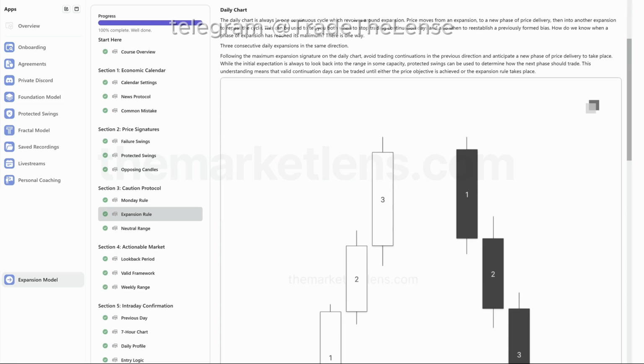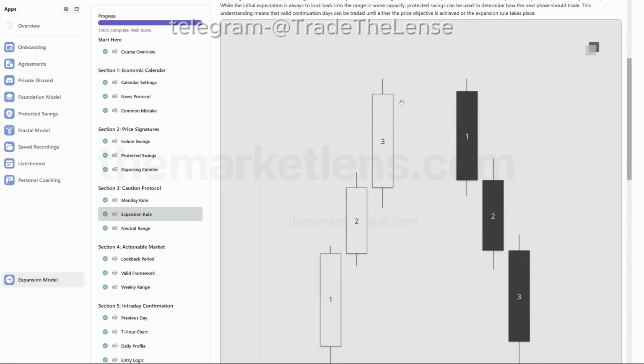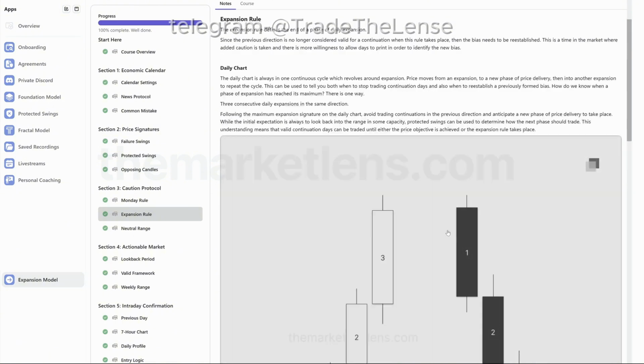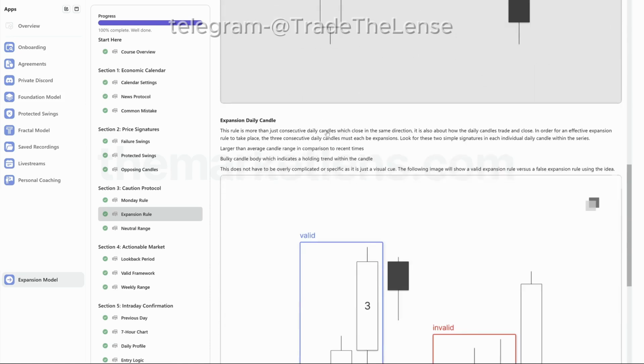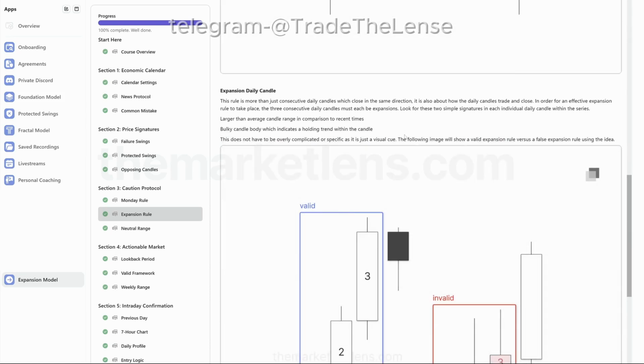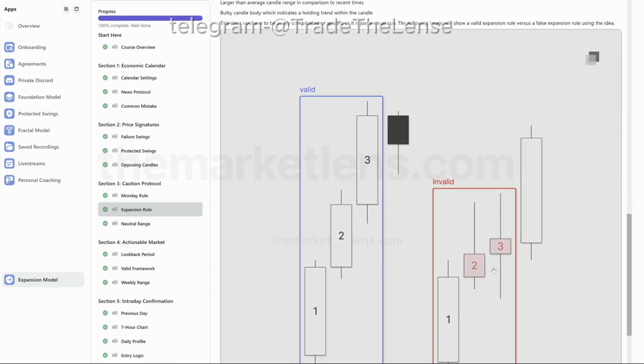We don't expect a 4th continuation day, a 5th continuation day. We're going to take a step back, reassess the market, and apply a little bit more caution, because we have to now reframe a trade idea. We can't just keep continuing trading these to the upside or to the downside. That's why it's part of the caution protocol. And the only thing that you really have to think about is the 3 days in a row.